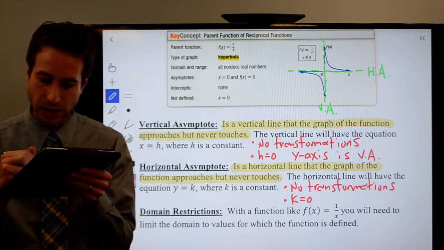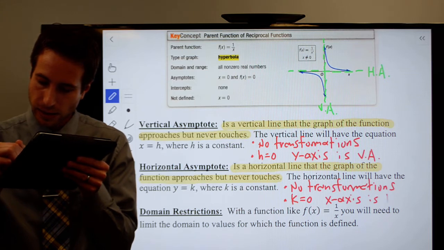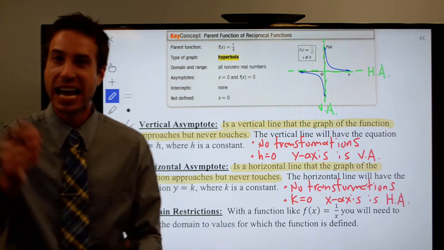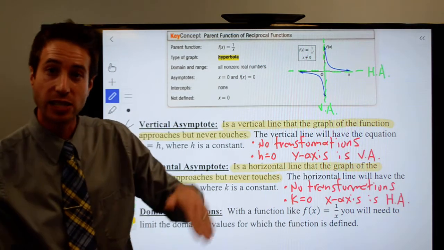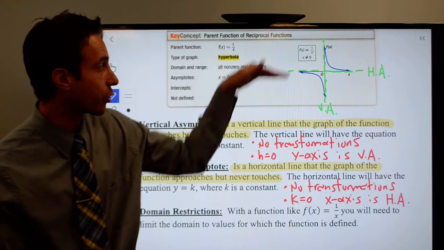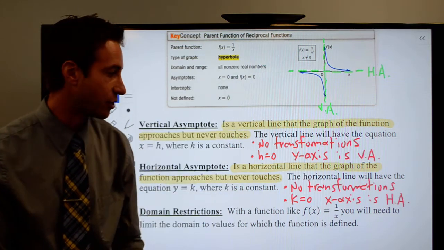If k is 0, then the x-axis is the horizontal asymptote, right? You guys can see that. If this is my horizontal asymptote, as k changes, either shifting the graph up or shifting the graph down, that horizontal asymptote will shift up or down as well.